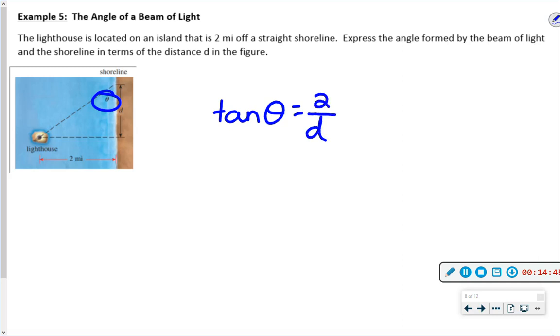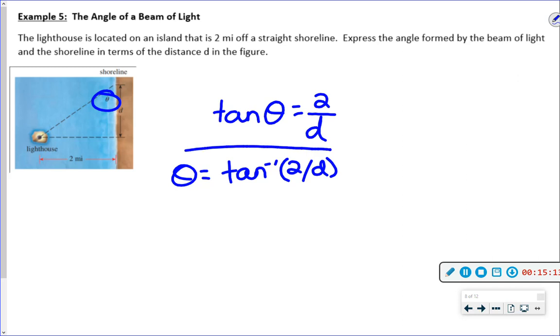Now, here's the thing. We got to read these directions again. Express the angle. So I want this theta equals. How would you calculate theta? So if you did have a number, let's say you knew the d was, I don't know, 12. You would hit what in your calculator? Tangent inverse. So you would do tan inverse of 2 over d, if we actually knew what d was. They just want you to give an expression for theta. I can't actually solve for it because I don't know what d is. Just for the record. Love it. Any questions on the word problems?